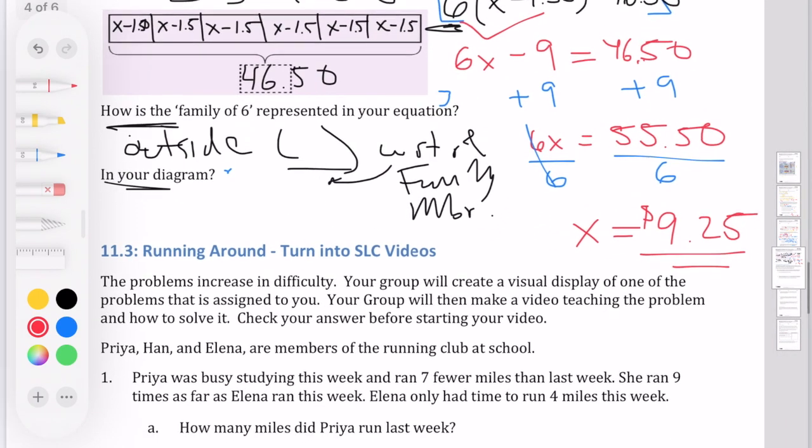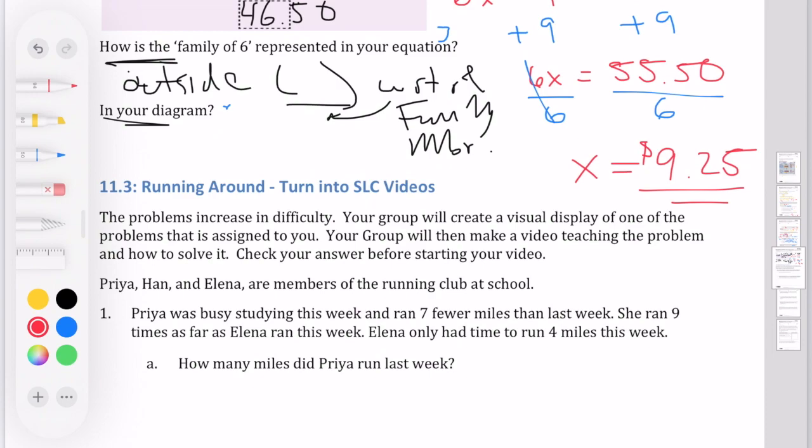All right, so today 11.3 is a little different in the fact that we're not in class, we're not sitting in our SLC groups to be able to make our SLC videos. So I'm going to read the situation to you, go over the equation, how to set it up, tell you what x equals, and if you have questions about it, feel free to send me a message, come in at a later time, or set up a Zoom meeting so that we could review it for you.